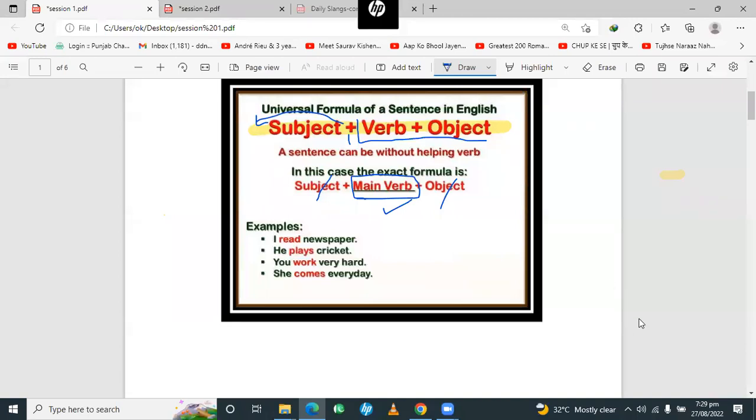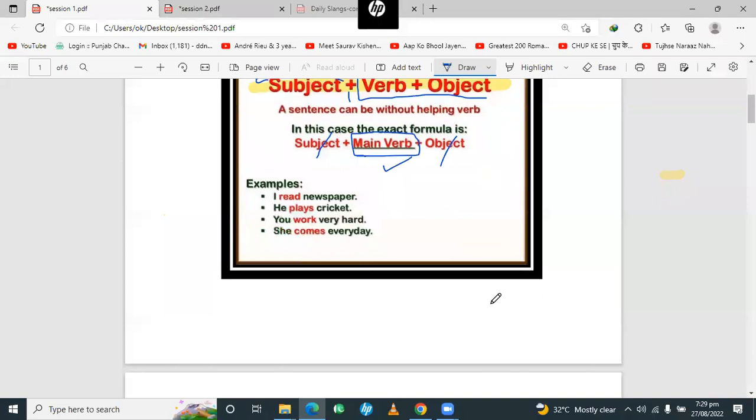Okay, now here are some examples. You have to tell me what is the subject, main verb, and object. Clear? The first example is: I read newspaper. What is the subject, main verb, and object in this example? Tell me, write in the chat box. I read newspaper. I is the subject. Okay. What is the main verb here? Read is the main verb. Okay. And the object? Newspaper is the object.